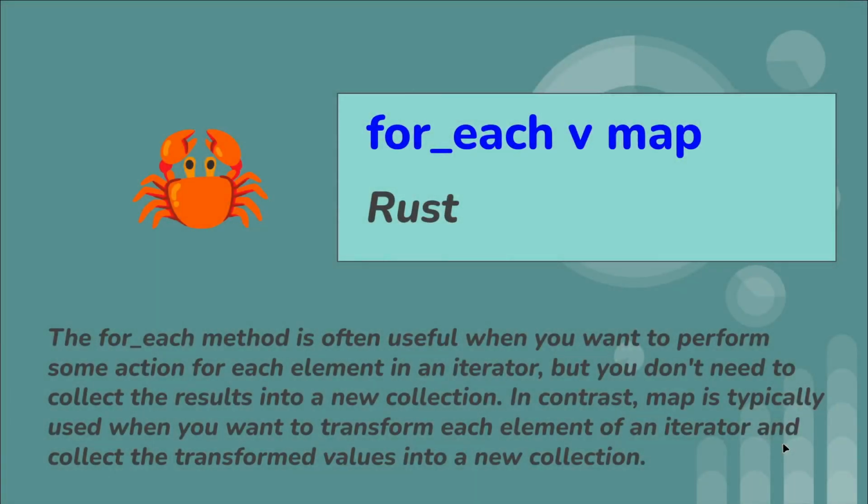Okay, let's look at for each and map in Rust. For each is useful when you want to perform some action on an element in an iterator, but you don't need to collect the results. In contrast, map is when you do want to collect the results. So let's look at some code.